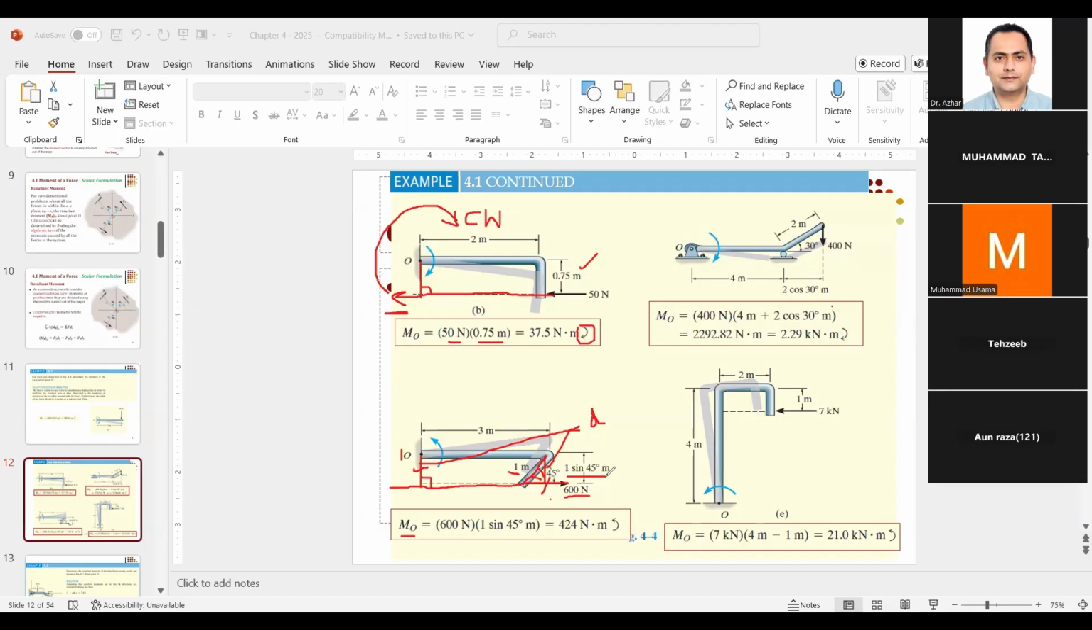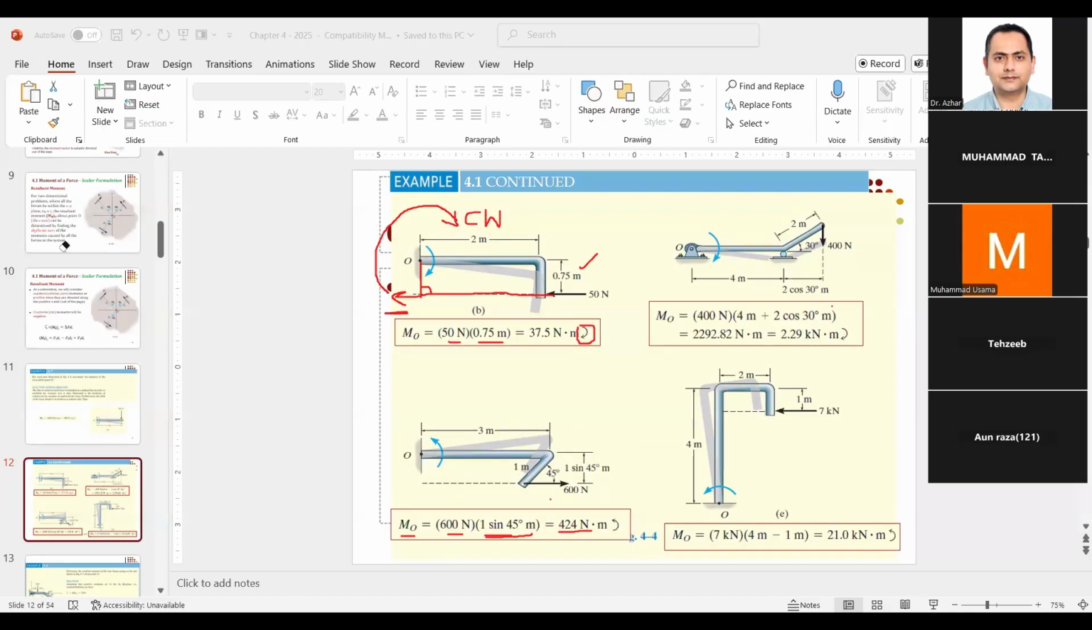moment arm. So right here again, you see 600 is multiplied with the moment arm right here. This moment arm is this. Okay, it's just placed somewhere else, but it's the distance we need. So 600 into 1 sine of 45, and you get 424 Newton meter. Note down the unit. The force is in Newton and the distance is in meter. Okay, this is the magnitude.